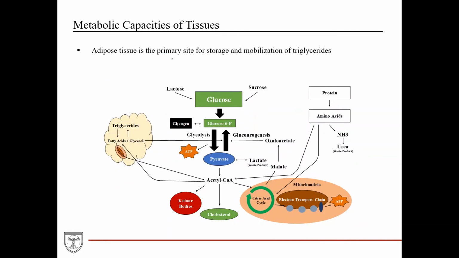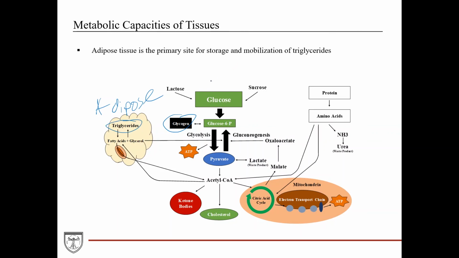Adipose tissue is the primary site for storage and mobilization of triglycerides. So you have adipose tissue over here. As far as overconsumption of glucose, again, you max out your glycogen. Pyruvate gets converted to acetyl-CoA, which can then be converted to fatty acids, combine with glycerol, and become triglycerides.